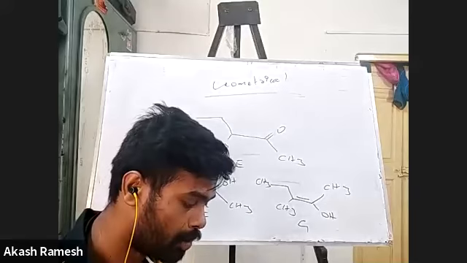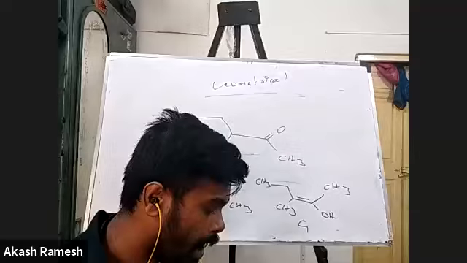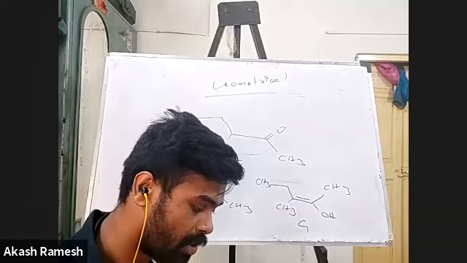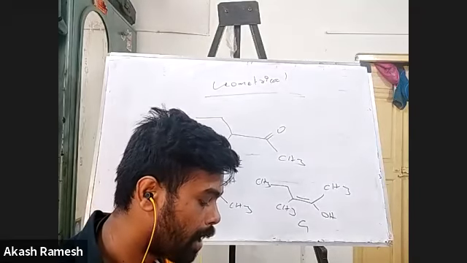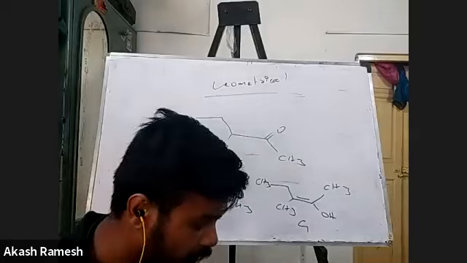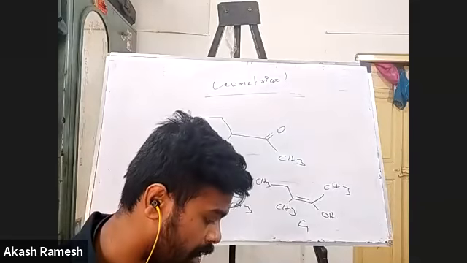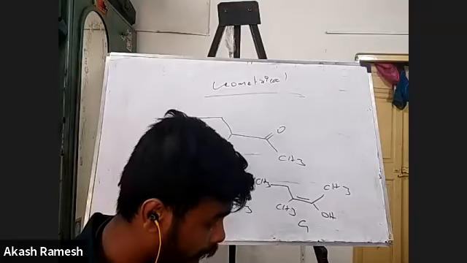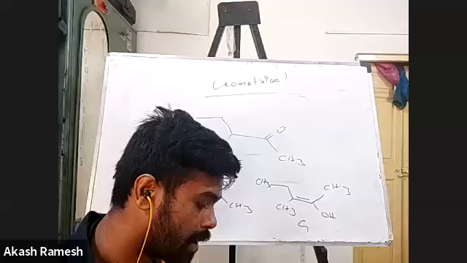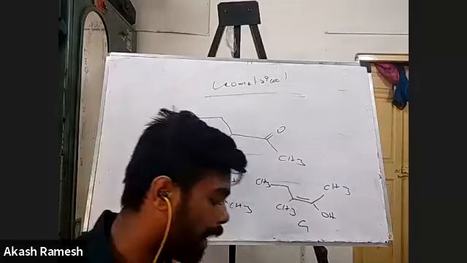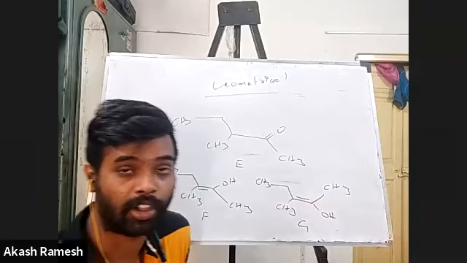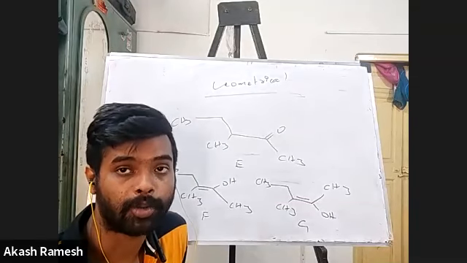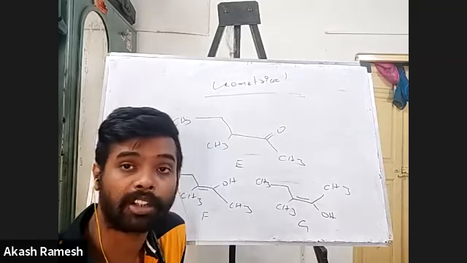So let me repeat the options. Option A, E, F, G are resonance structures. Option B, E and F, and E and G are tautomers. Option C, F and G are geometrical isomers. Option D, F and G are diastereomers. There can be more than one correct option. Tell me which are all the correct statements.